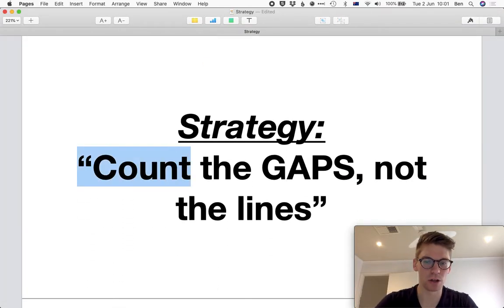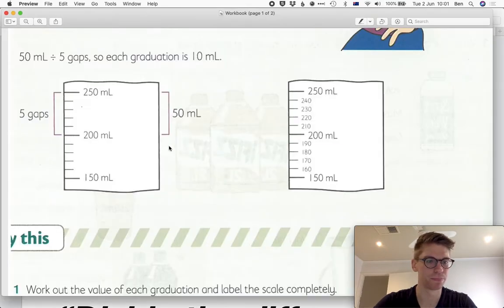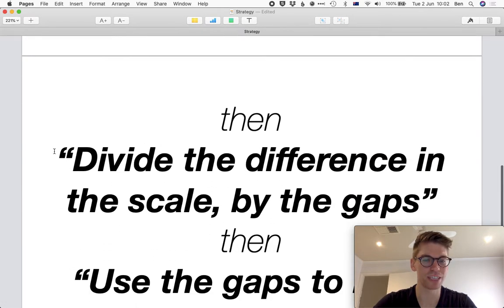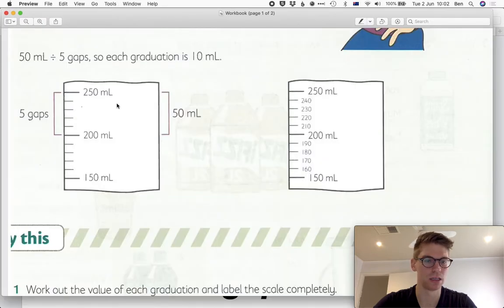Count the gaps, not the lines. Okay, so the gaps. 1, 2, 3, 4, 5 gaps. Not the lines, count the gaps. Then divide the difference in scale by the gaps. So there's between 200 and 250. The difference between them in the scale is 50 mil. Okay, so 50 mil divided by 5 gaps. Oh, it's got it there. So each line is 10 mil.